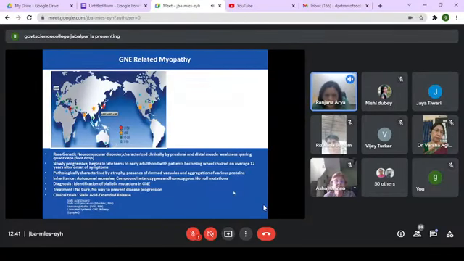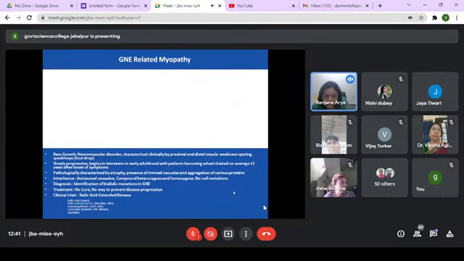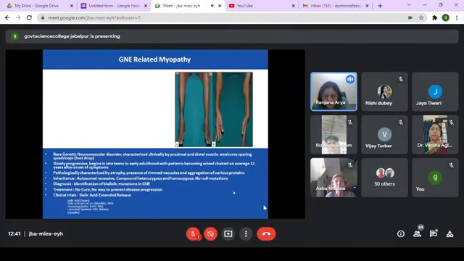So, click, please. When we see these patients, this is how their legs and hands look, and eventually they become wheelchair-bound. So these patients really need a good treatment because we do not understand much about the disease. Next slide, please.